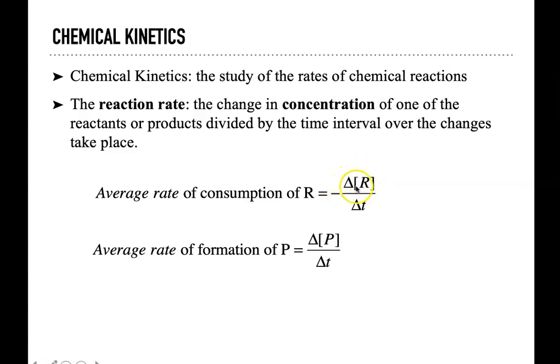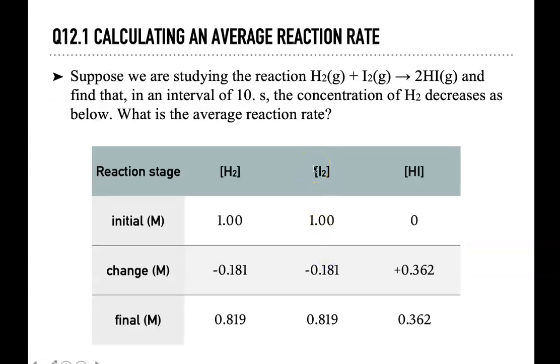Delta in the molar concentration of a reactant is always decreasing, so we put a negative there to make the whole rate positive. The average rate of formation of product is the change in concentration of product divided by a given amount of time. Now let's see an example.